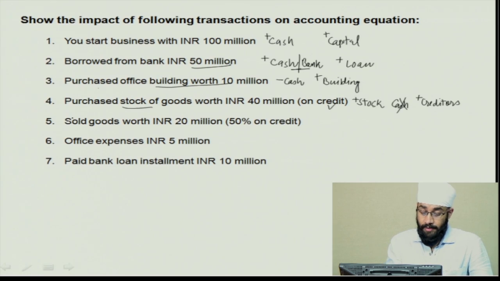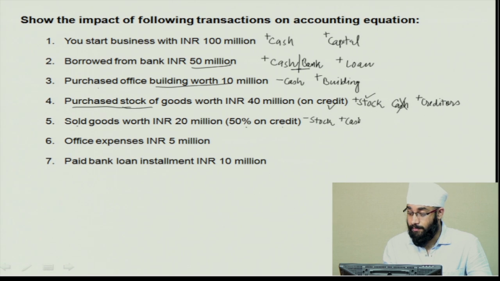Transaction 5. Sold goods worth 20 million and 50% is on credit. When you sell goods, that means these are the goods that you had, and in transaction 4 you should notice that you purchased this stock of goods. So when you purchased the stock of goods, you had an increase in stock, so now you are going to have a reduction in stock. And when you sold these goods, you received some cash, so cash is going to go up.